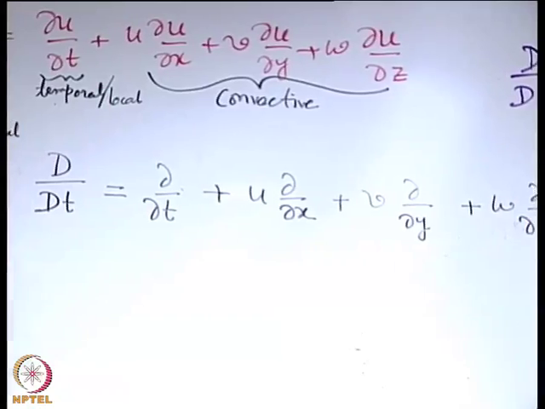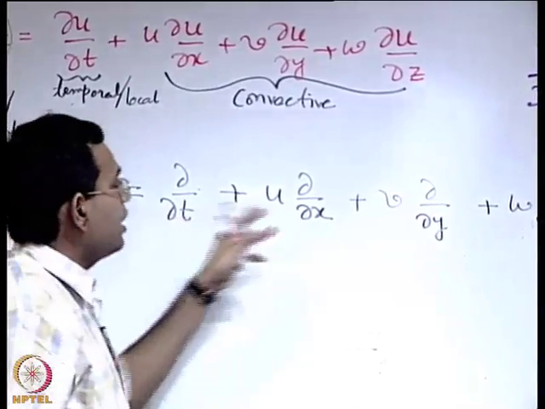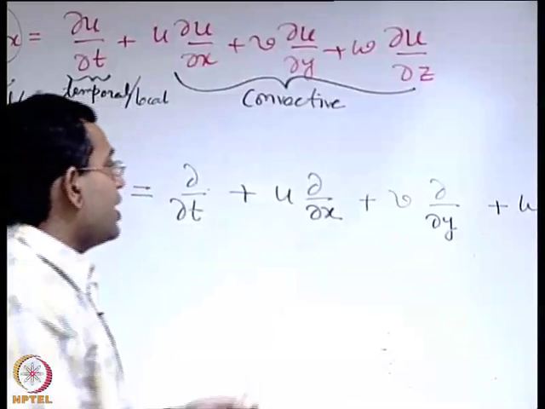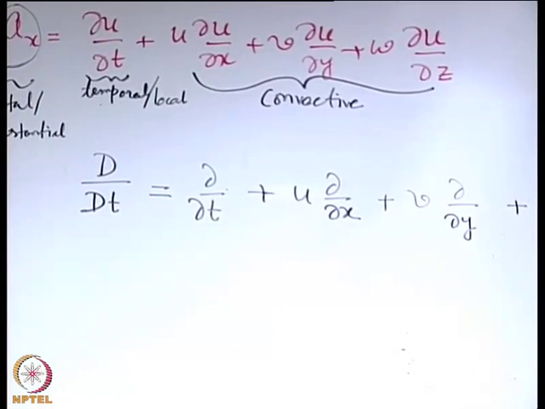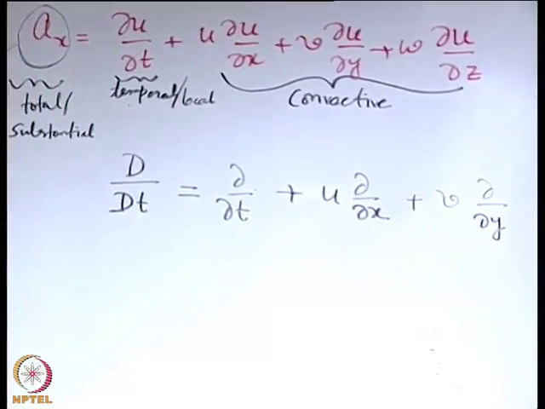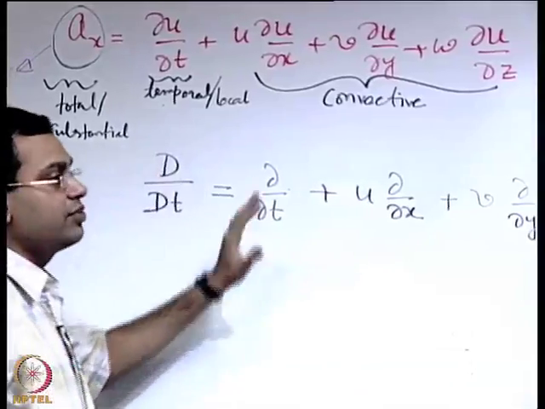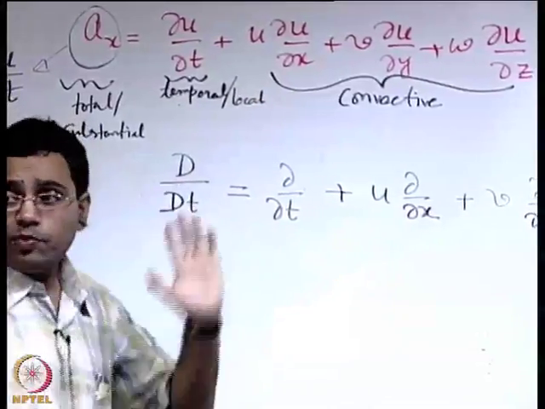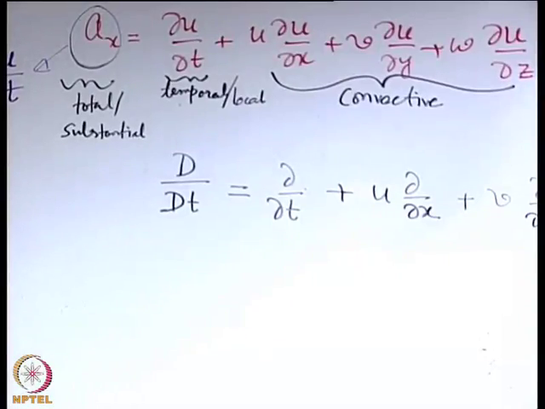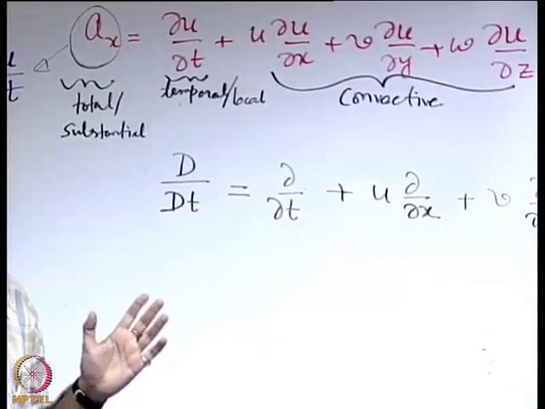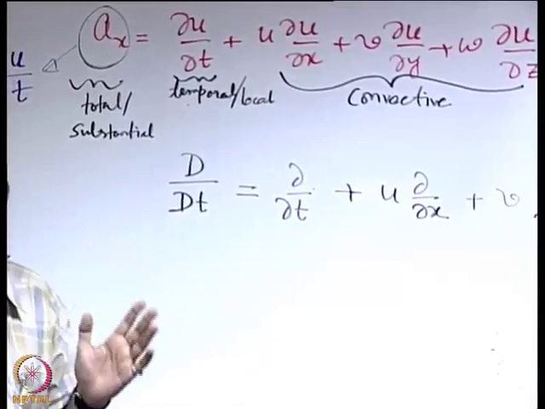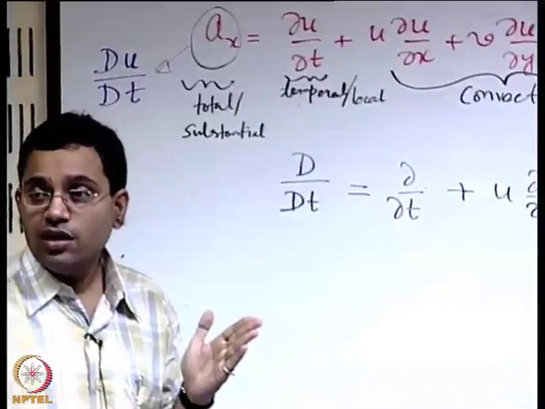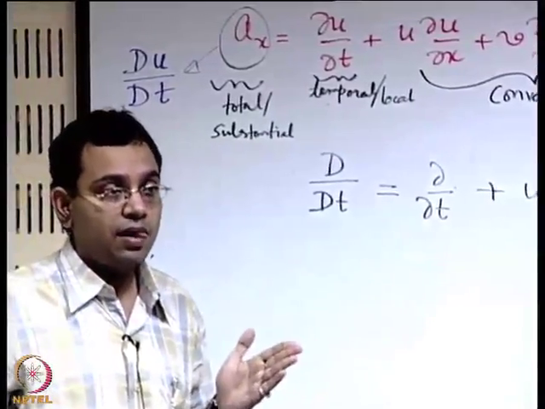Where it has a local component and a convective component. So we can try to answer some interesting and simple questions and get a feel of the difference of this with, again, the Lagrangian mechanics. So if we ask a question: is it possible that there is an acceleration of flow in a steady flow field, that the flow field is steady but there is an acceleration?